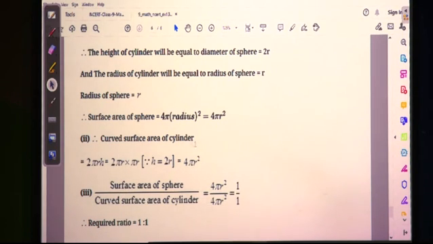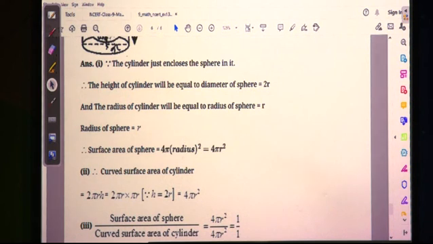Further, we have to find the ratio, surface area of sphere upon curved surface area of cylinder, is equal to 4 pi r square upon 4 pi r square, which is 1 upon 1. Therefore, the required ratio is 1:1. That is the required ratio.